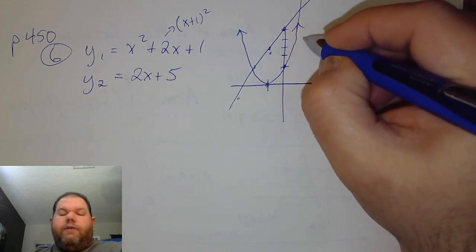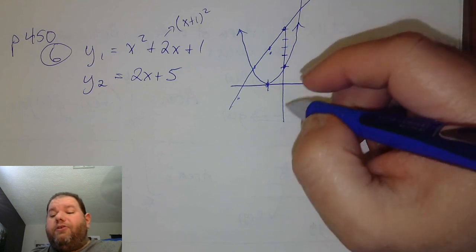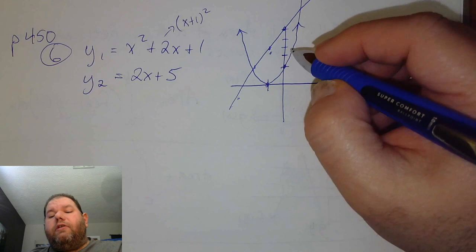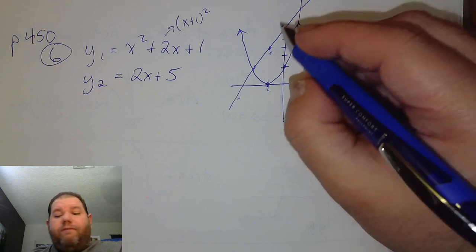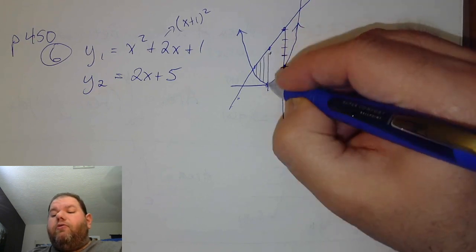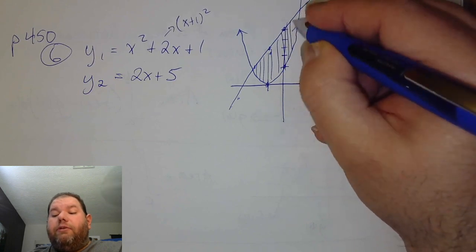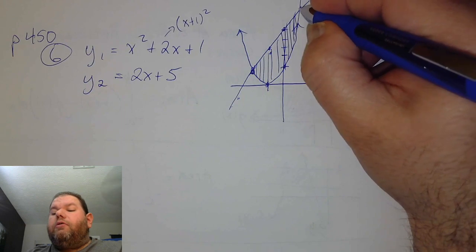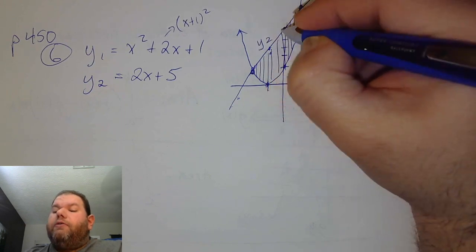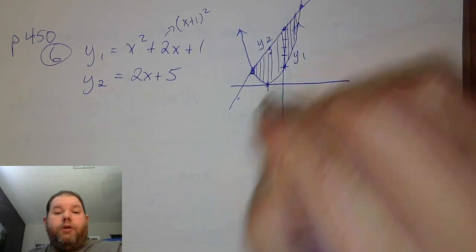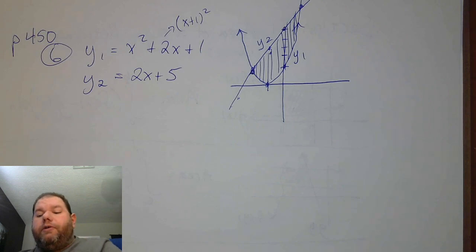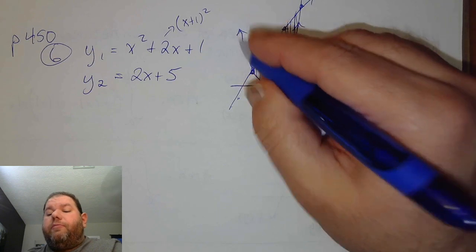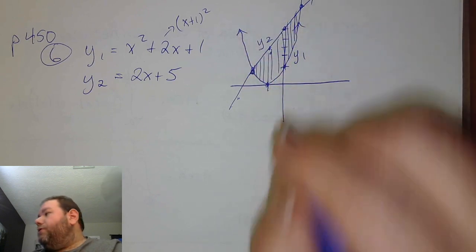Now, the graph doesn't have to be perfect by any means. We just want an idea of which function is the top function and which function is the bottom function in regards to where our shaded region is located. Here's y2 forming the top boundary and y1 forming the bottom boundary, because our line is the top edge here, and then our parabola is the bottom edge.